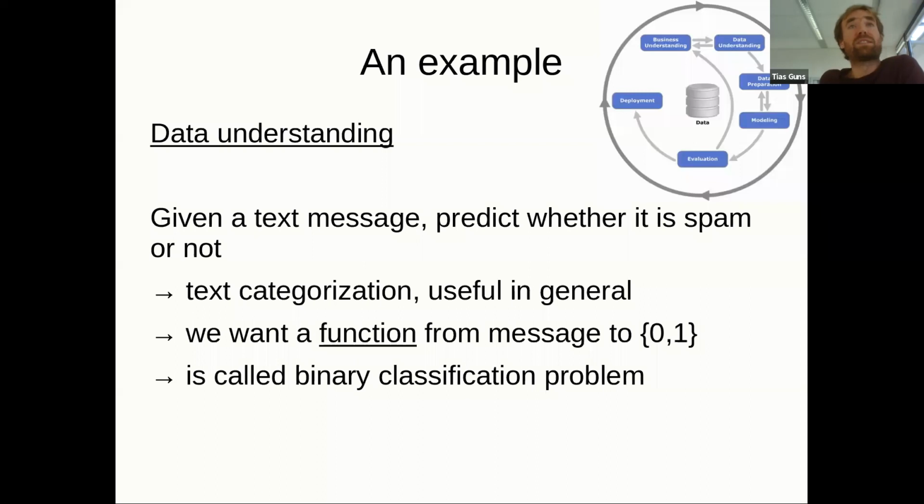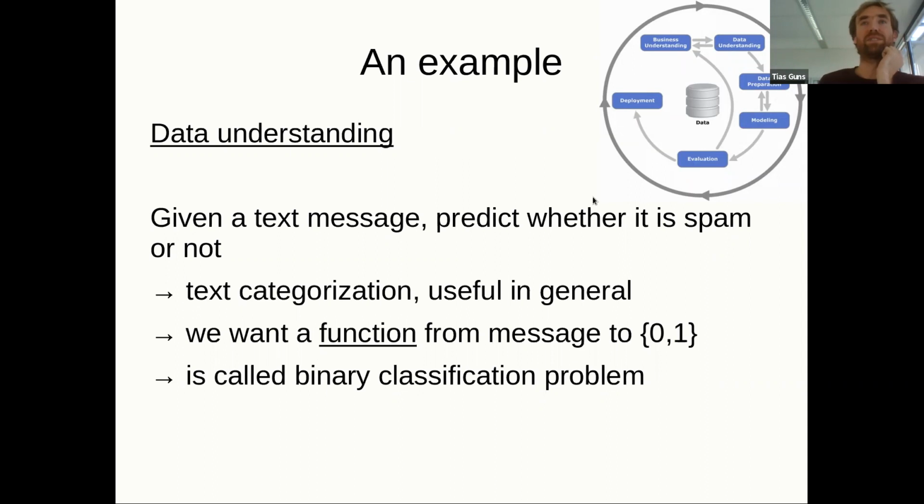All right, so what does the data look like? Well, the data is just plain text. Actually, not just plain text, you also have a header. And given this message, you have to predict whether this is spam or not. So this is actually a text categorization problem, which is useful in general. And what we basically want, if you really go to the essence, is to learn a function that maps this message to either the value 0, namely it is not spam, or 1, it is spam. And this is, of course, a typical binary classification problem.